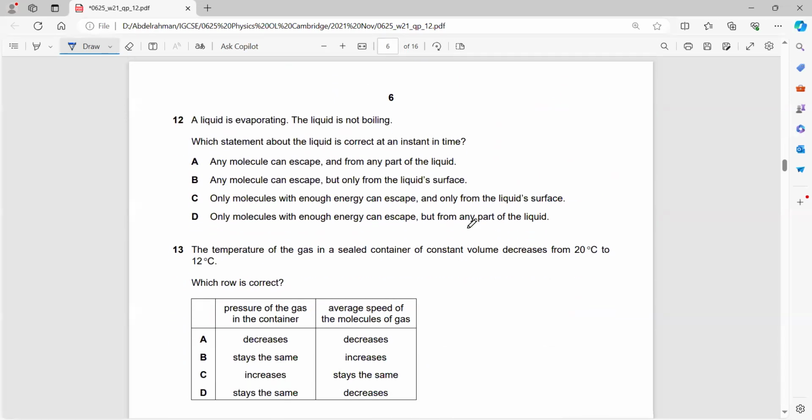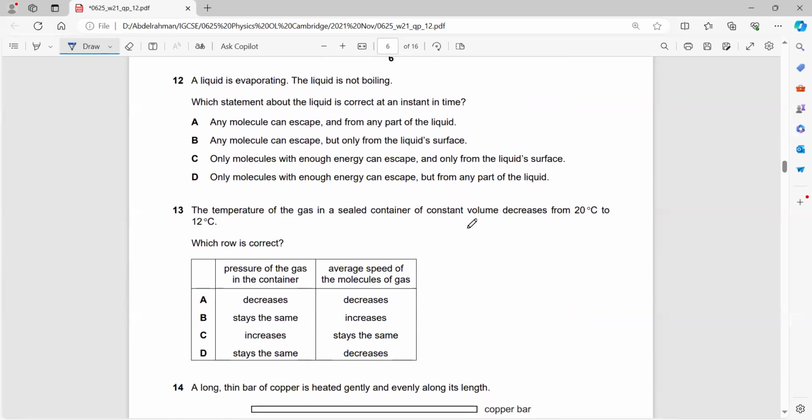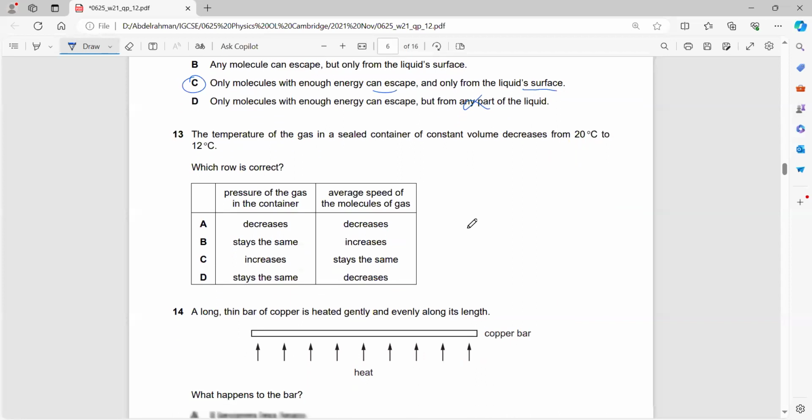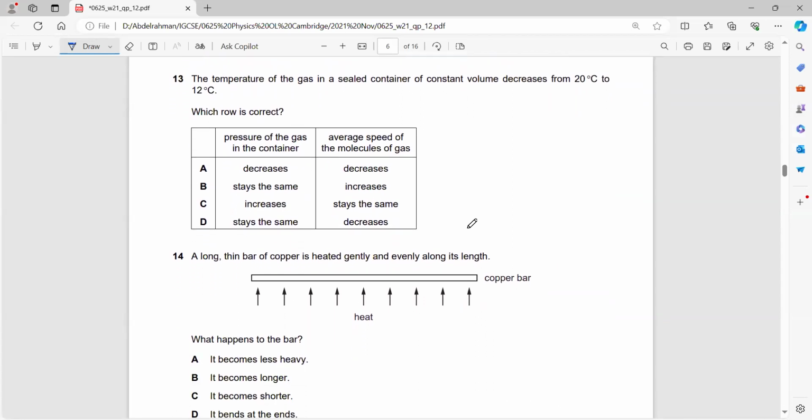Again, a liquid is evaporating, it's not boiling. Which statement is correct? Not any molecule can escape. Only molecules with enough energy can escape, and only from the surface. They cannot escape from any part. Yes, it is C.